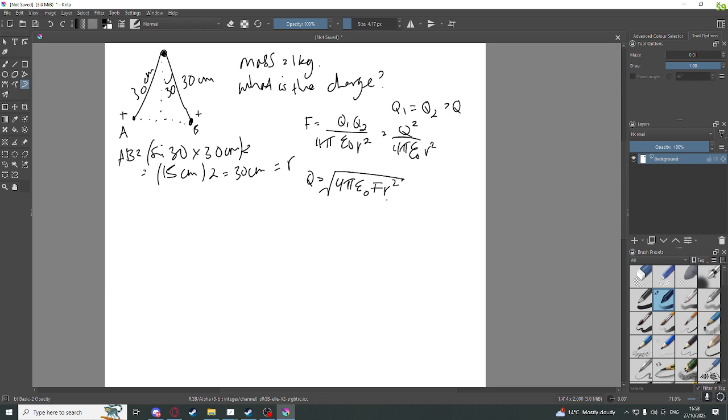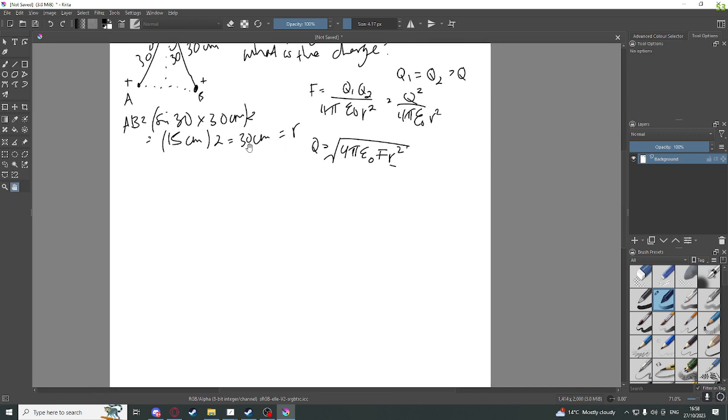So I have my radius, or my distance between them, and the only thing I need left is my force. And so to get my force, if I just drew the right side of this, B, the free body diagram would look something like this. So this is my force of repulsion, and this is my weight, mg.